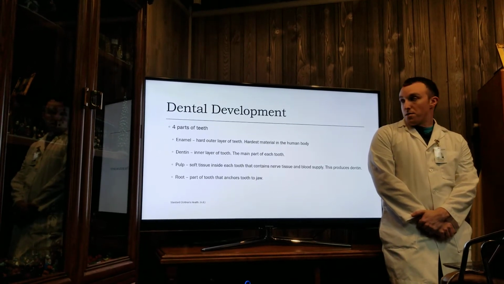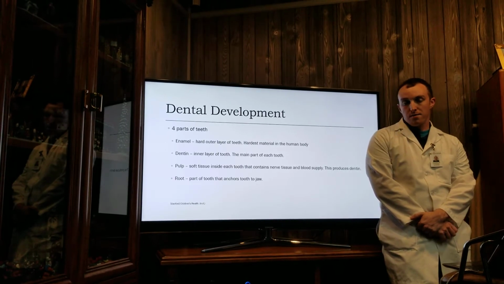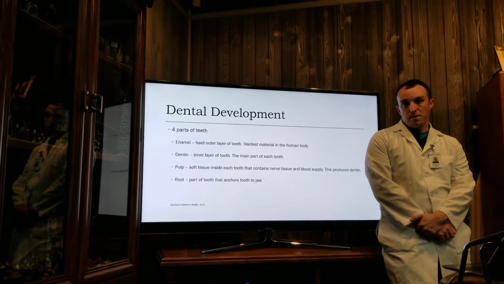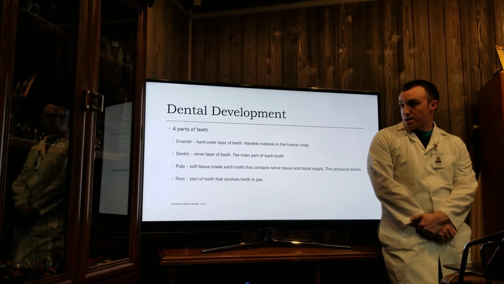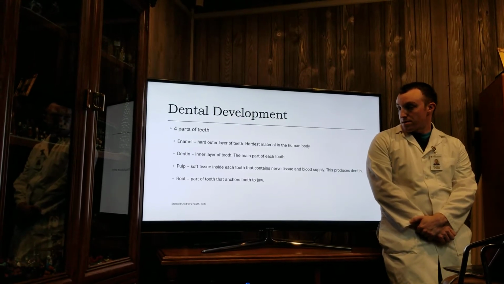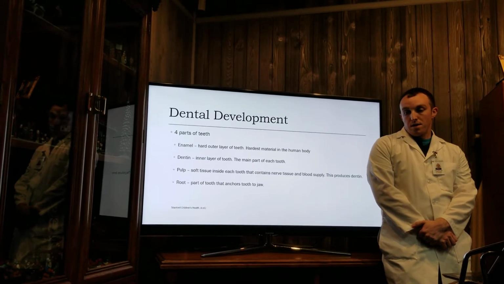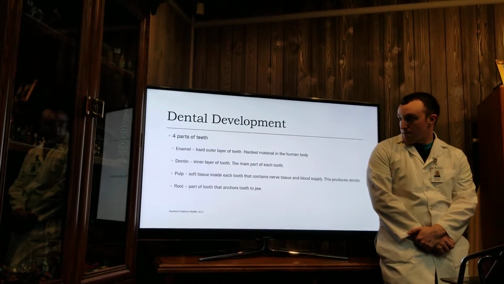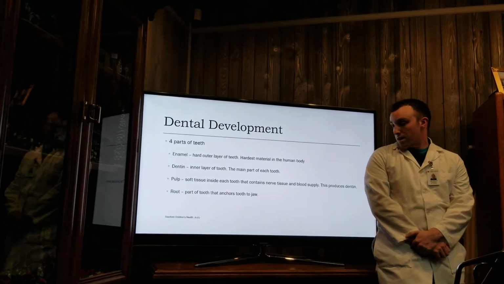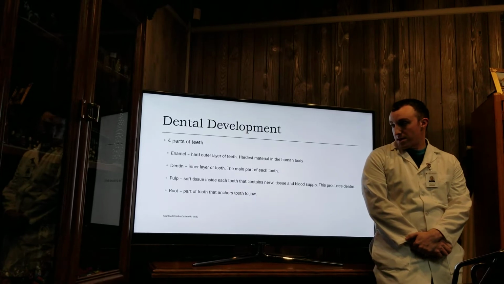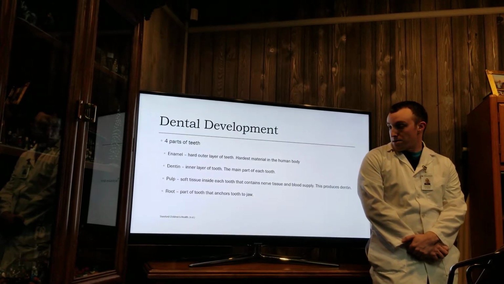Looking at the anatomy of the tooth, there is the enamel, which is the hard outer layer of the tooth. It's actually the hardest material in the human body. And then there's dentin, which is the inner layer of the tooth. This is the main part of each tooth. The pulp is the soft part, the very middle of the tooth. It contains nerve tissues and blood supplies. And from the pulp dentin is produced, and then the root anchors the tooth to the jaw.